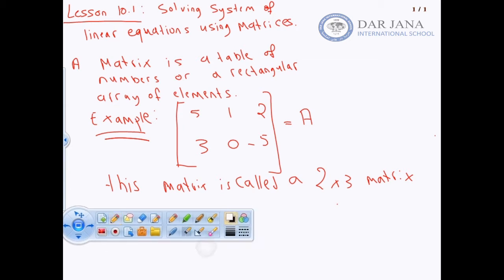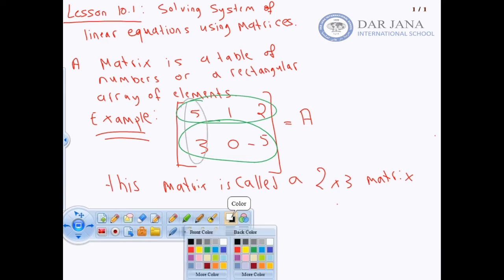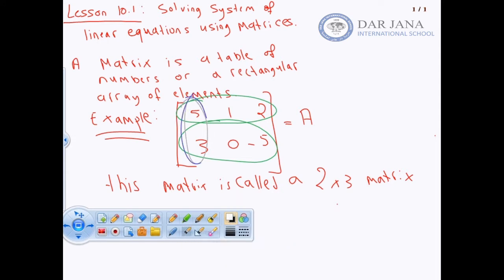The 2 represents the number of rows, and the 3 represents the number of columns. So it's a 2 by 3 matrix.